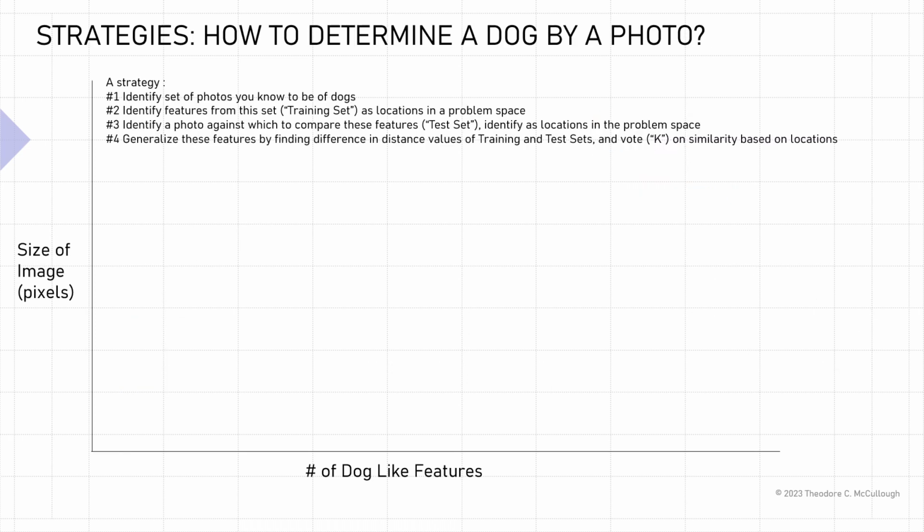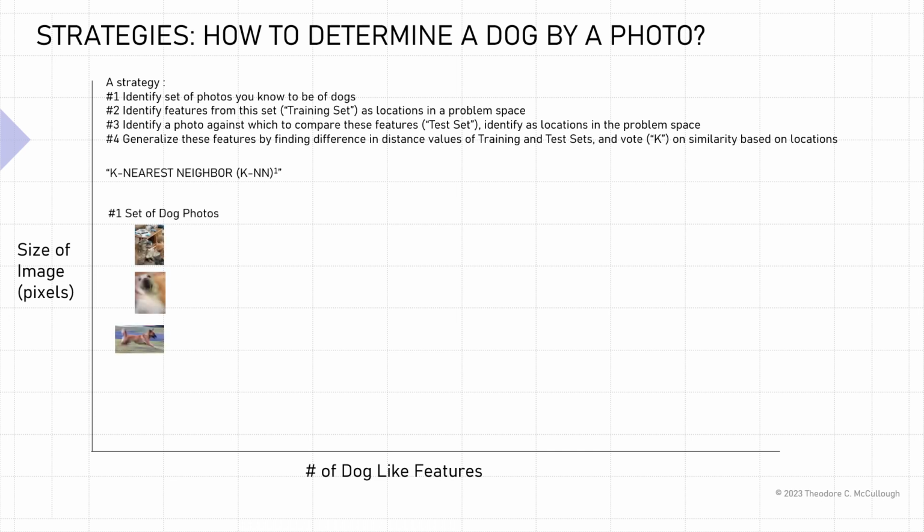Okay, what are some strategies to determine whether a photo is of a dog or not? Well, one strategy may be to identify a set of photos you know to be of dogs, and identify features from this set of photos. We'll call that a training set. Then identify a photo and features associated with that photo to compare and contrast against this training set. We'll call that the test set. And then generalize the features of the training set by comparing the differences in distance values between the training set and test set features. This strategy is known as k-nearest neighbor, KNN.